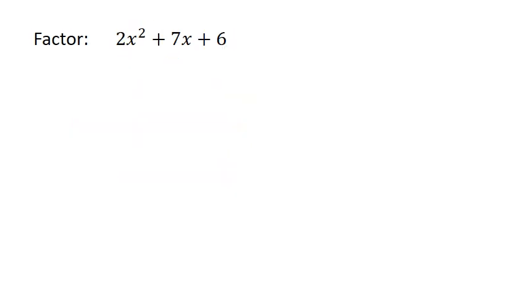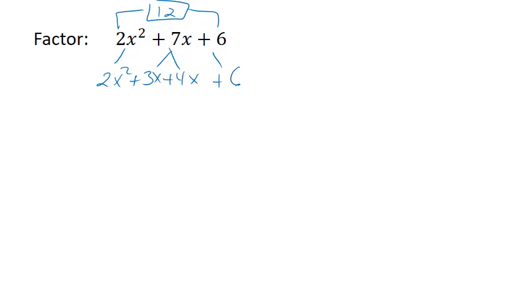For our third problem, we are going to start by multiplying first times last, and 2 times 6 is 12. So now I've got 2x squared at the beginning, I've got 6 at the end, and I need two numbers that are going to multiply to give me 12 and add to give me 7. Those two numbers are 3 and 4, so I have 3x plus 4x.